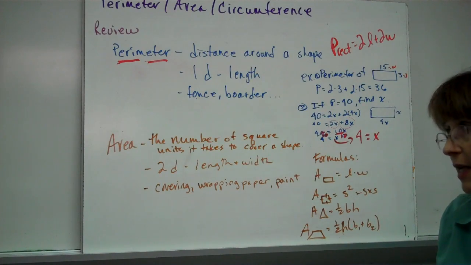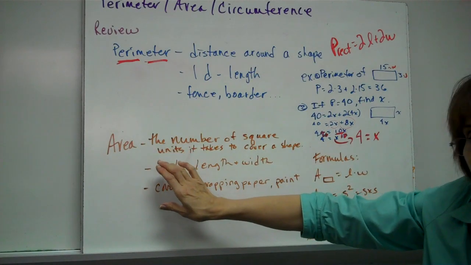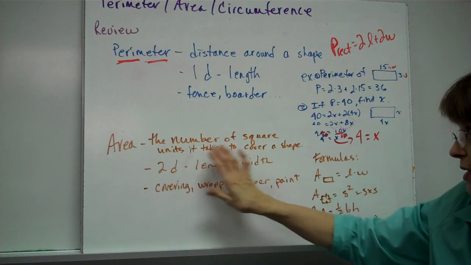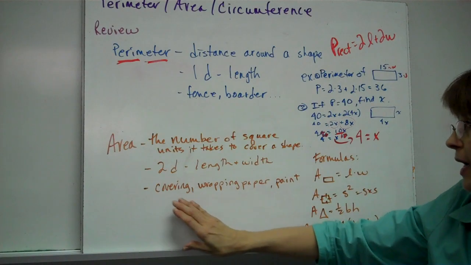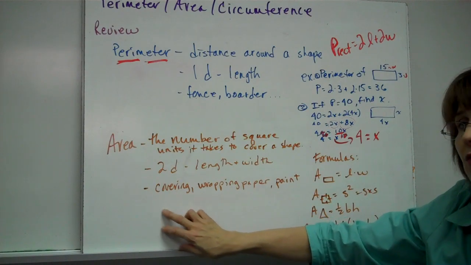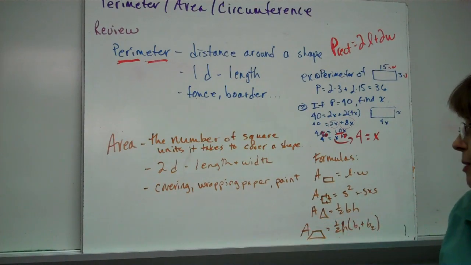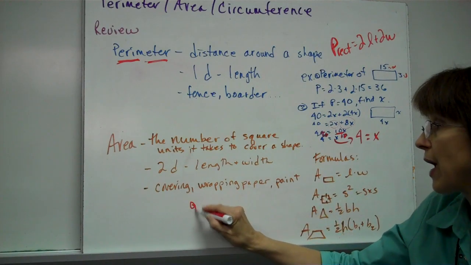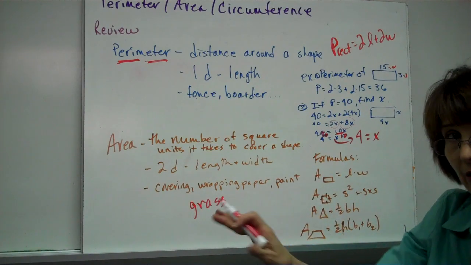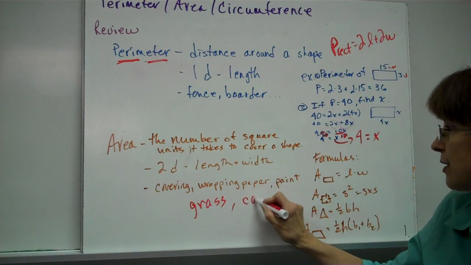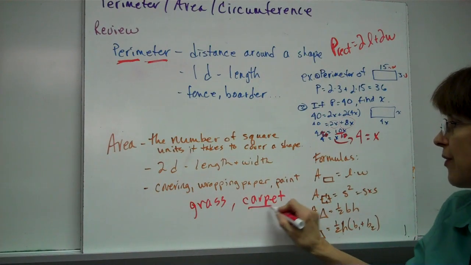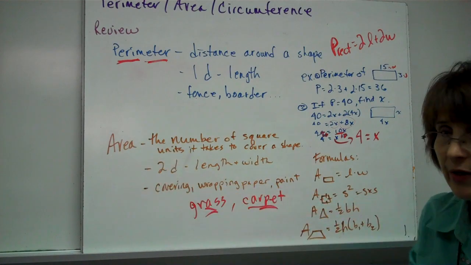The next one we're going to talk about is area. The technical definition for area is it's the number of square units it takes to cover a shape. Okay, it's 2D, it's length and width. And you're going to have it in problems where they want to find out how much covering, how much wrapping paper, how much paint, how much grass maybe you need to cover a certain area. Anything that covers. Carpet is another one. Anytime you have problems with carpet, those are all going to mean you've got to find the area.